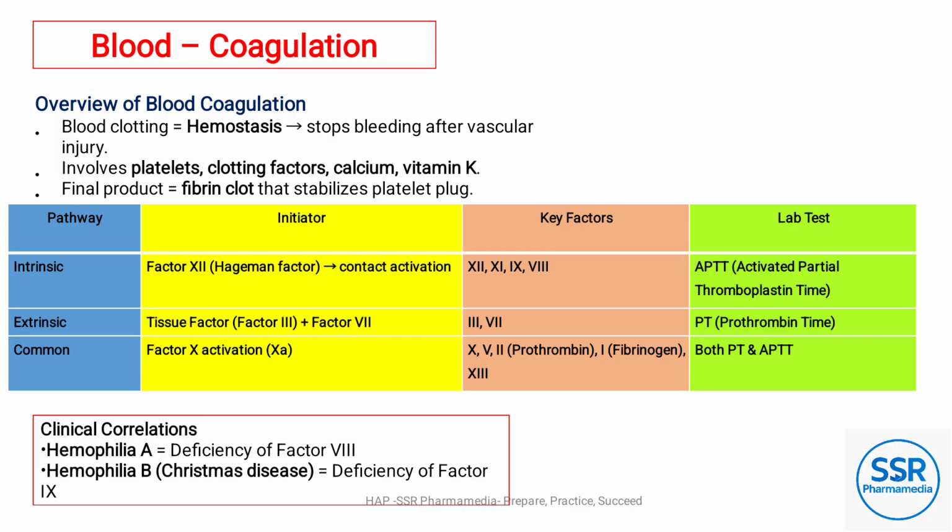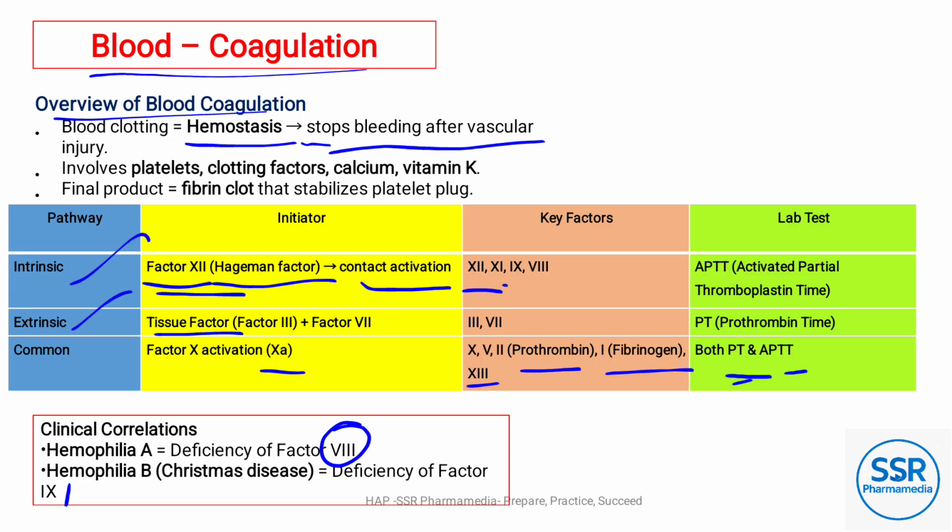Next we will see blood coagulation. Overview of blood coagulation, blood clotting, hemostasis. Hemostasis is the stopping of bleeding after vascular injury. It involves platelets, clotting factors, calcium and vitamin K. So, the final product.